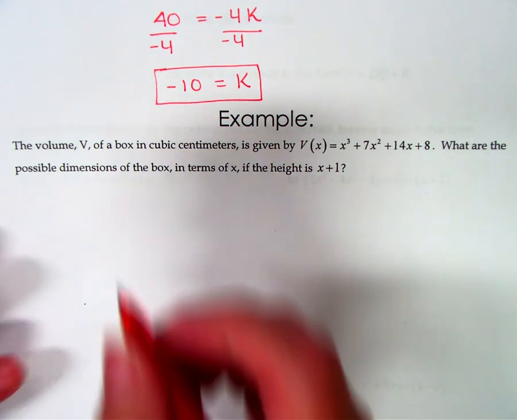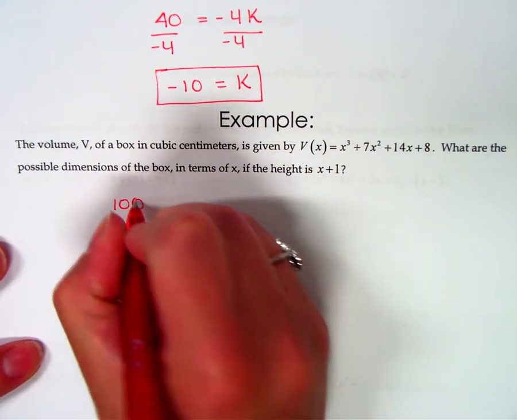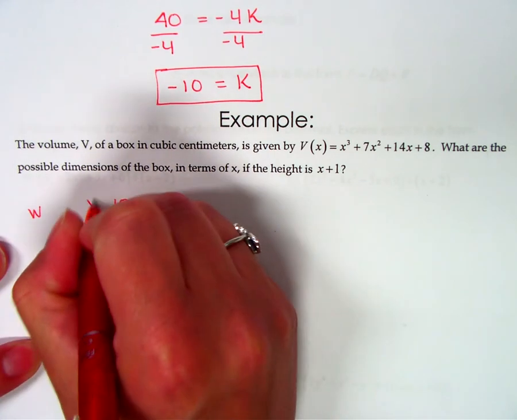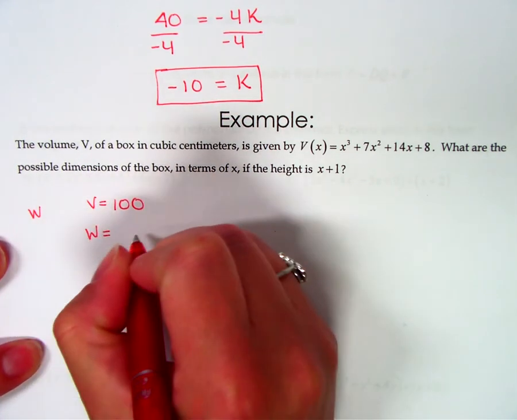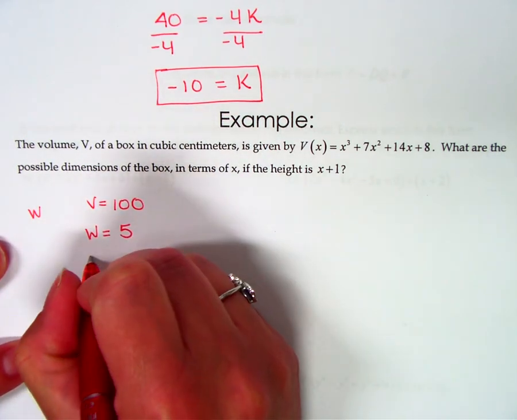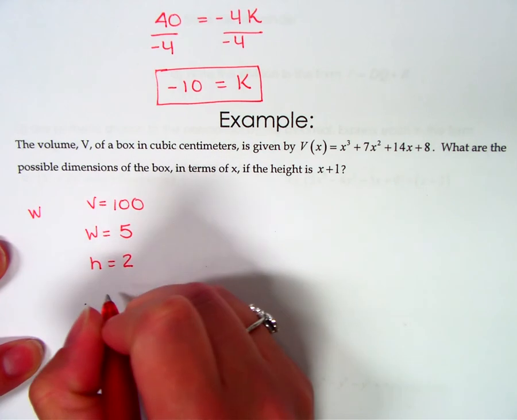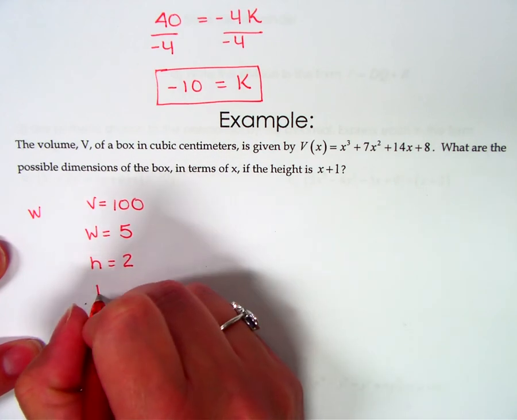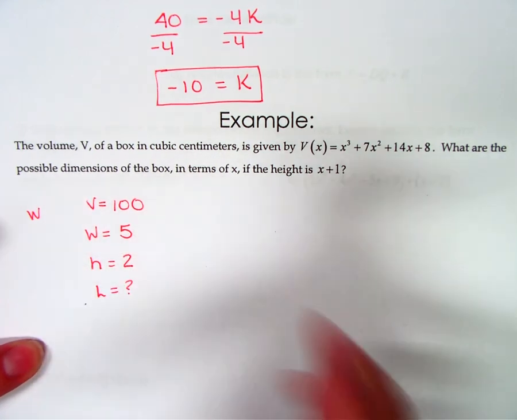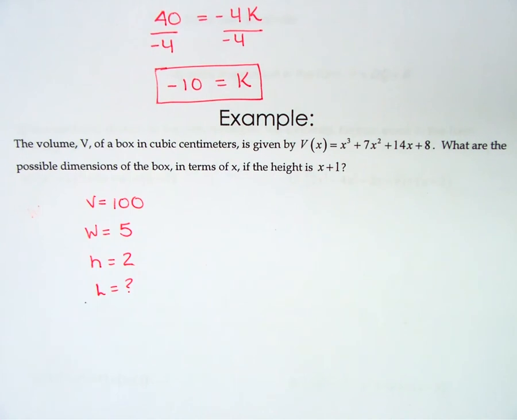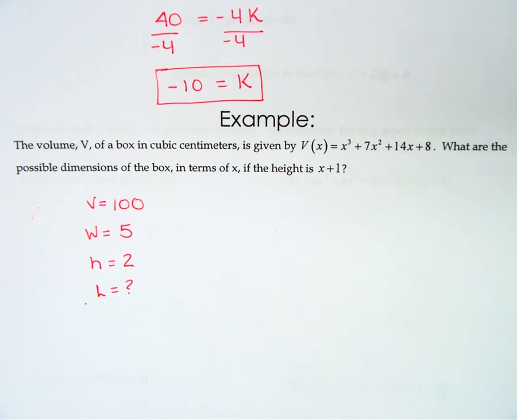Okay, so if I said the volume was 100, the width is 5, the height is 2, what's the length? Would you know how to do it? Yeah. Right? Don't write this down. This is just an example, right?